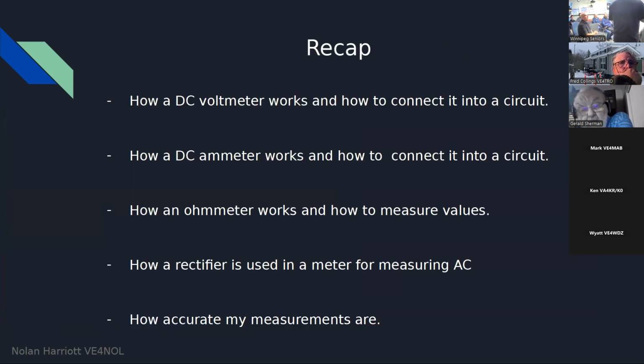Okay, recap. So we talked about how DC voltmeters work and how to connect them to a circuit. We talked about how a DC ammeter works and how to connect into a circuit, right? DC voltmeters are in parallel, DC ammeters are in series. Talked briefly on how ohm meters work and how to make measurements, right? You have to take the component being tested out of the circuit, make sure that you zero your meter, how rectifiers could be used to measure AC values, and how accurate our measurements are.